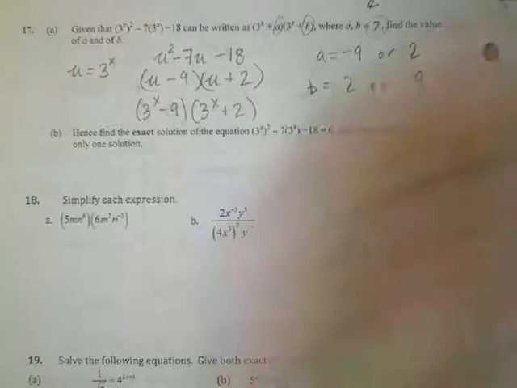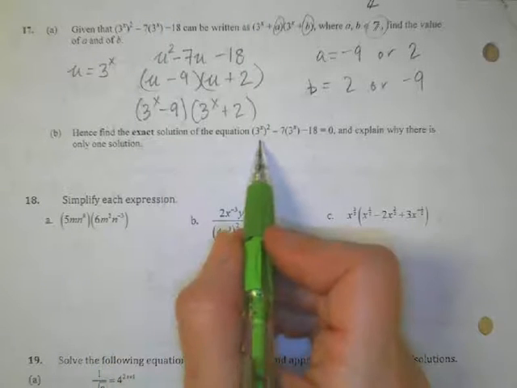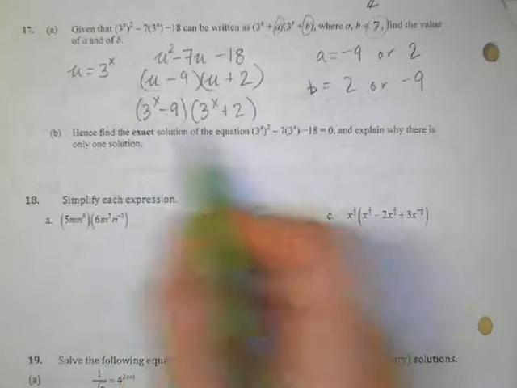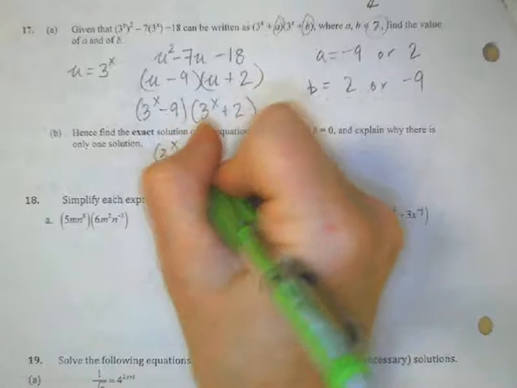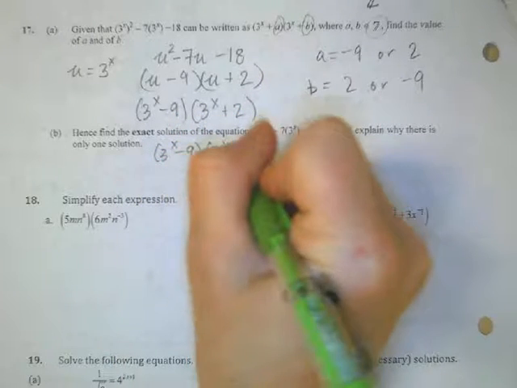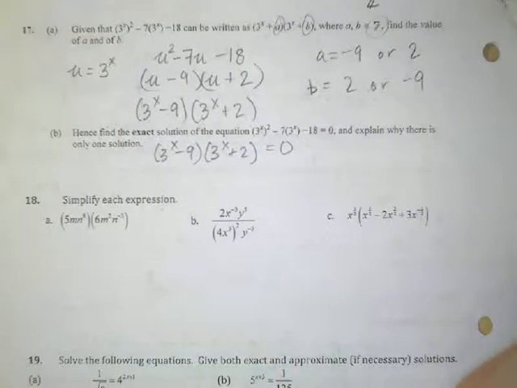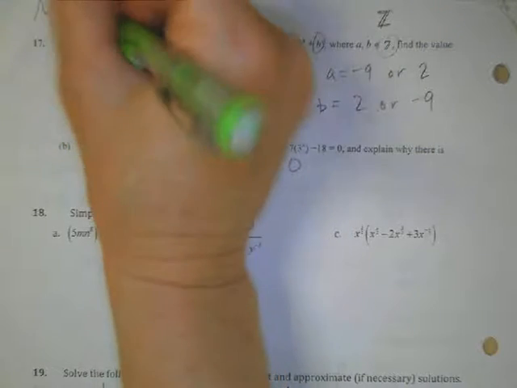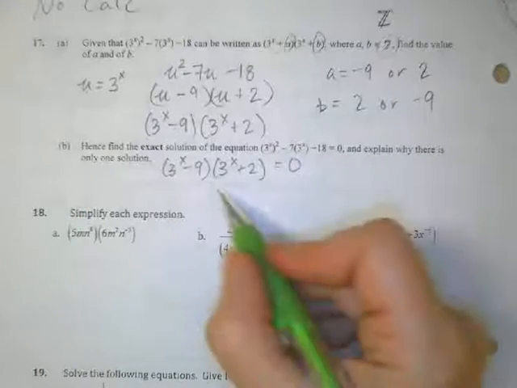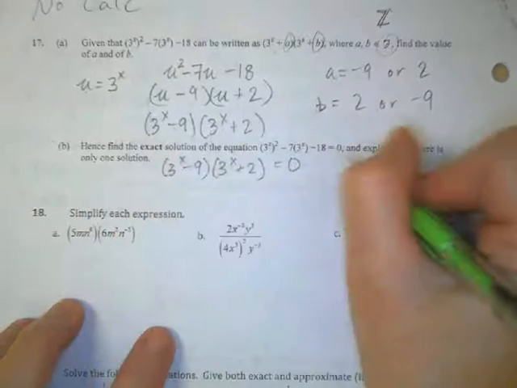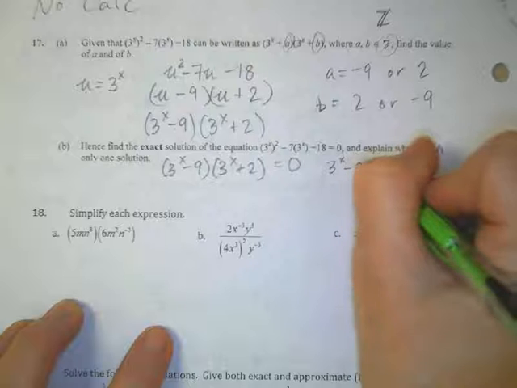Then, hence, find the exact solution of when this equals 0. So I already have it factored. 3 to the x minus 9 times 3 to the x plus 2 equals 0. Oh, by the way, this is a no calculator. This whole page is no calculator. Since it's already factored, I can now set each of these equal to 0 and solve them.